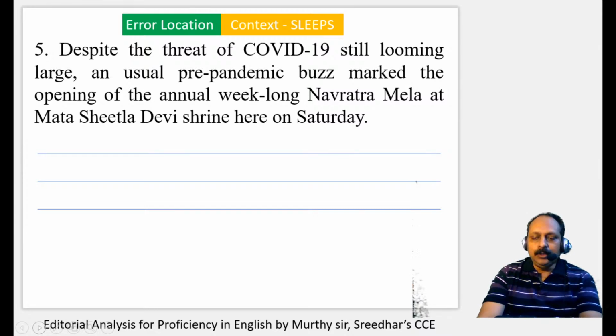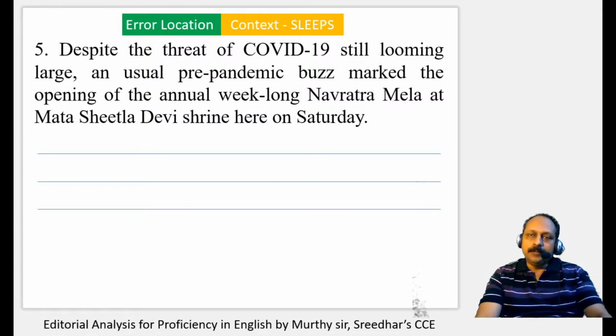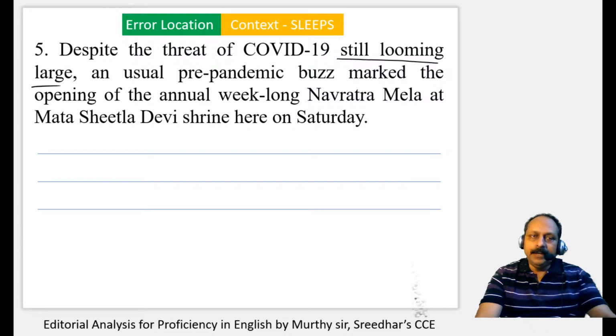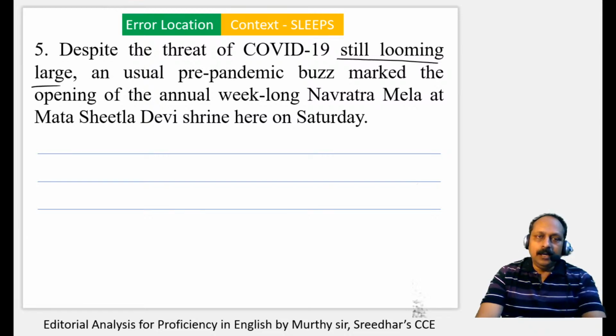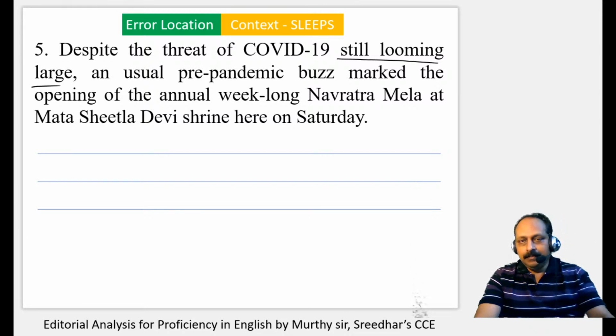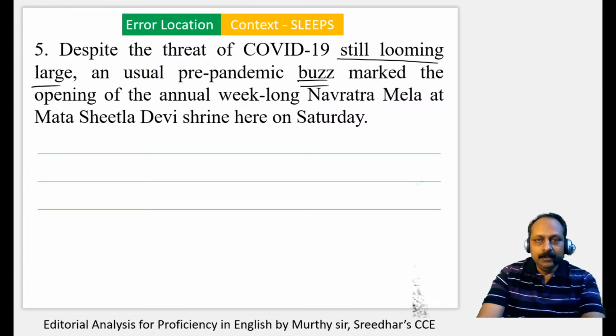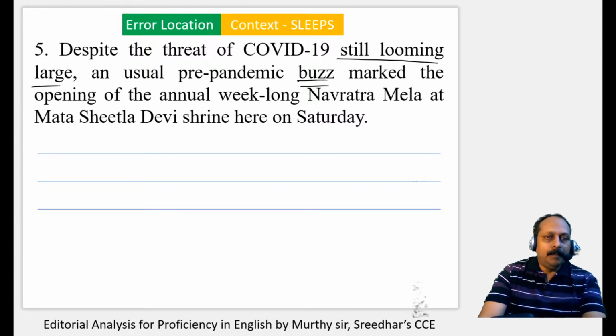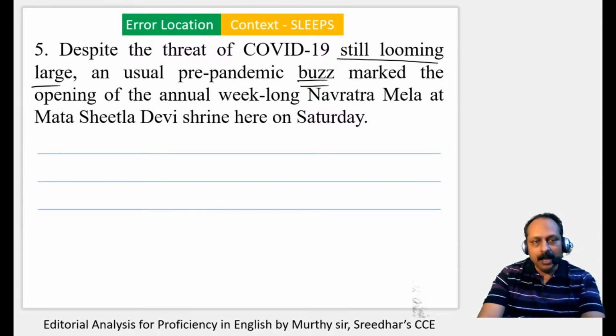It's already 8:42. Where is the error? Sentence number 5. Despite the threat of COVID-19 still looming large, an important expression, still looming large, means still existing. An unusual pre-pandemic buzz, another important word, marked the opening of the annual week-long Navratra Mela at Mata Sheetla Devi shrine here on Saturday. Where is the error? There is an error. Who is this?